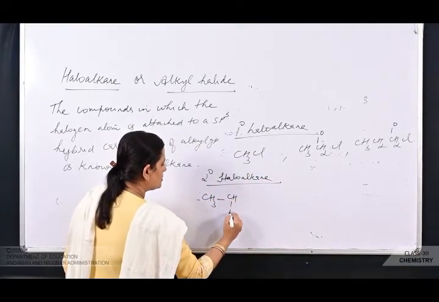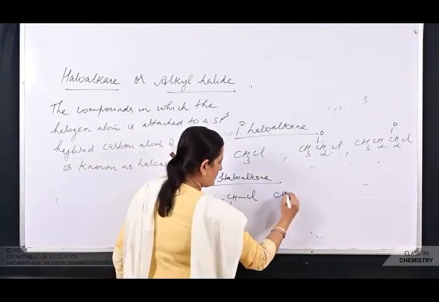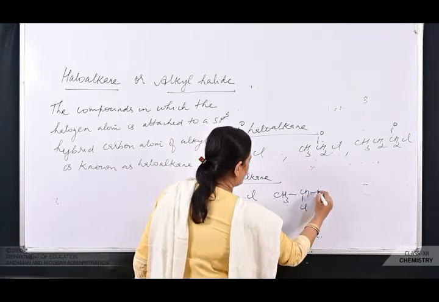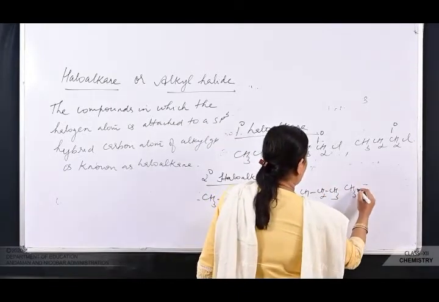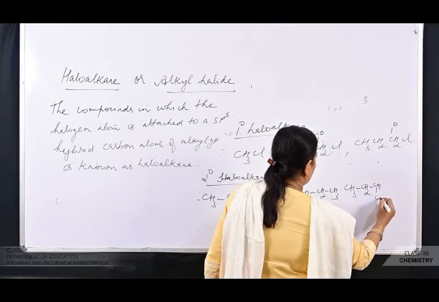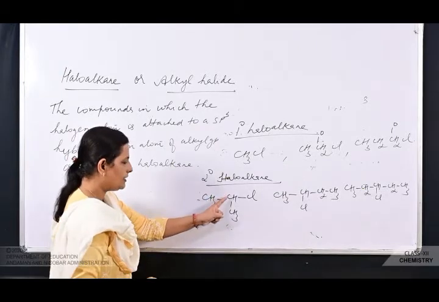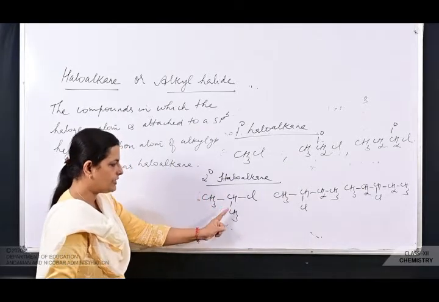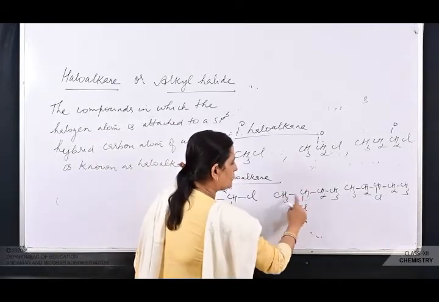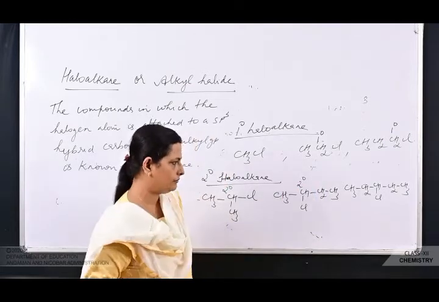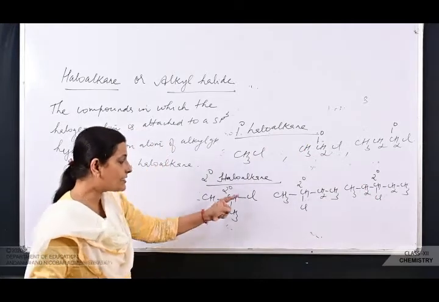CH3CHClCH3, CH3CHClCH2CH3, CH3CH2CHClCH2CH3. See, in all these cases you see this carbon. This carbon is in contact with how many carbon atoms? In its adjacent position 2. So this is a secondary carbon atom. In this case also it is in contact with how many carbon atoms? 2. So this is also a secondary carbon atom. Here also it's in contact with two carbon atoms, so it's known as secondary carbon atom.